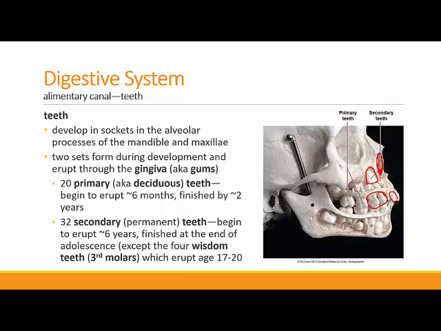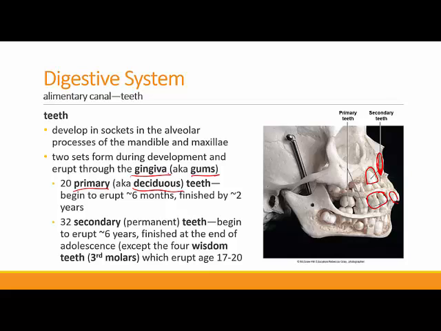So we talk about them as either primary teeth, primary because they're the first set that comes in, or deciduous teeth. Deciduous trees are the trees that lose their leaves. Deciduous teeth are the teeth that we lose, and they erupt through the gums, also called the gingiva. You've probably heard the term gingivitis. That's inflammation of the gums, the gingiva.